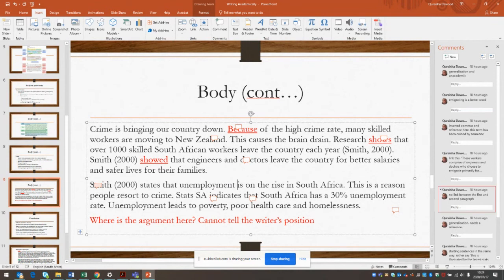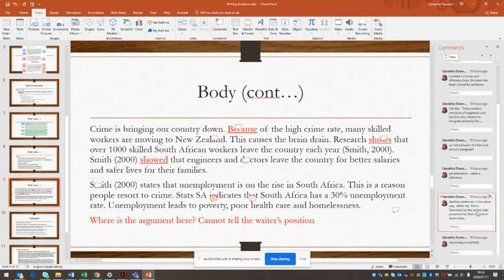Okay, and now I've said "Smith states", and then I've got "Stats Essay indicates". This is a generalization, and I've been starting sentences the same way. Rather say, if you're making a generalized statement, "This is illustrated by the latest stats presented by Stats Essay, which shows that South Africa has an unemployment rate of 30%."